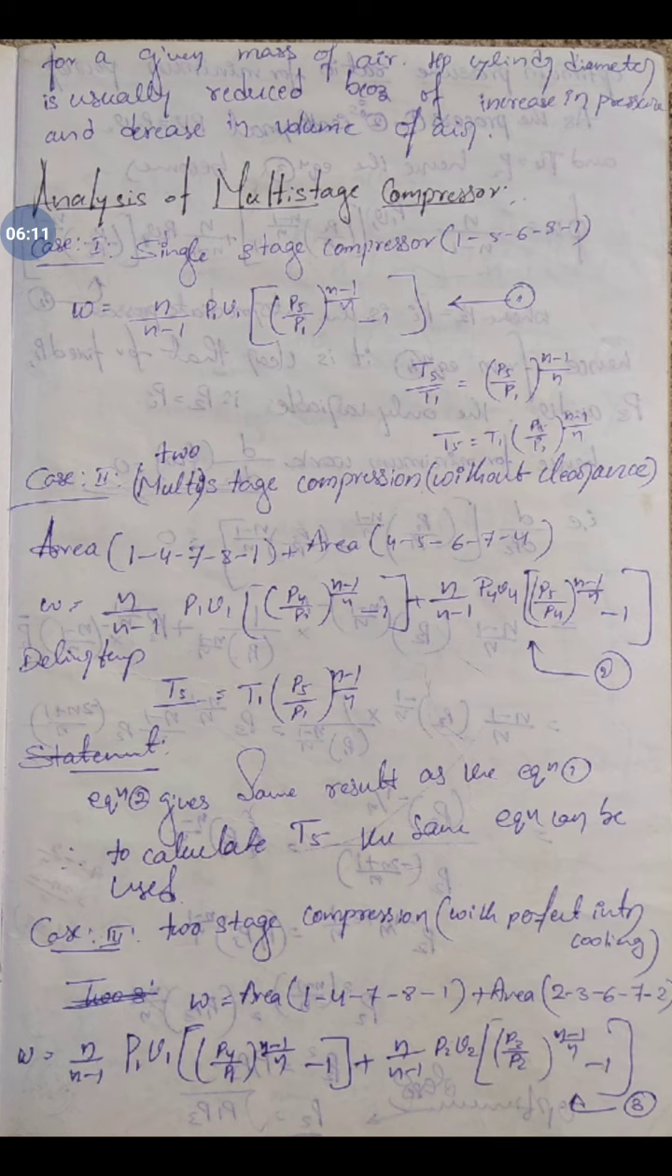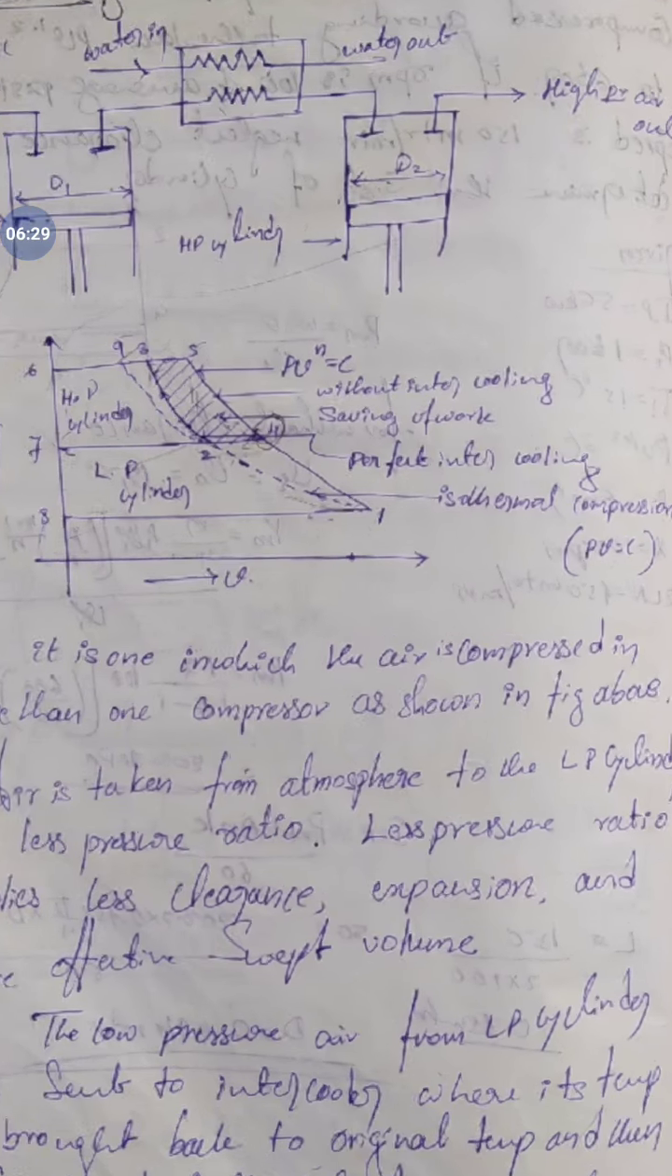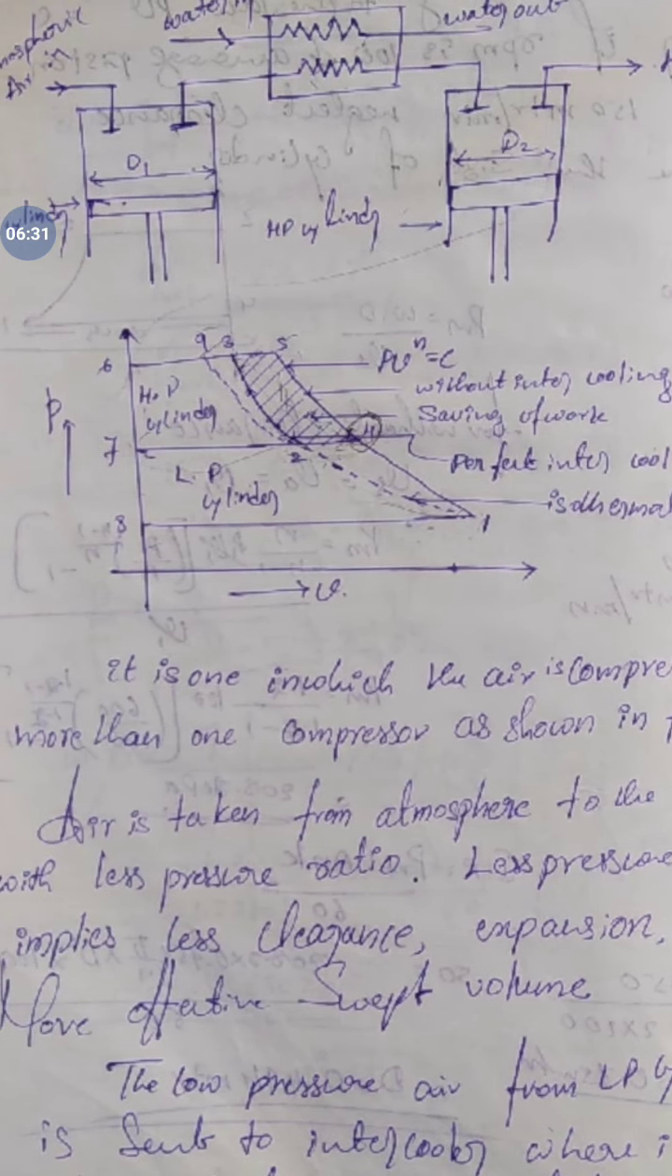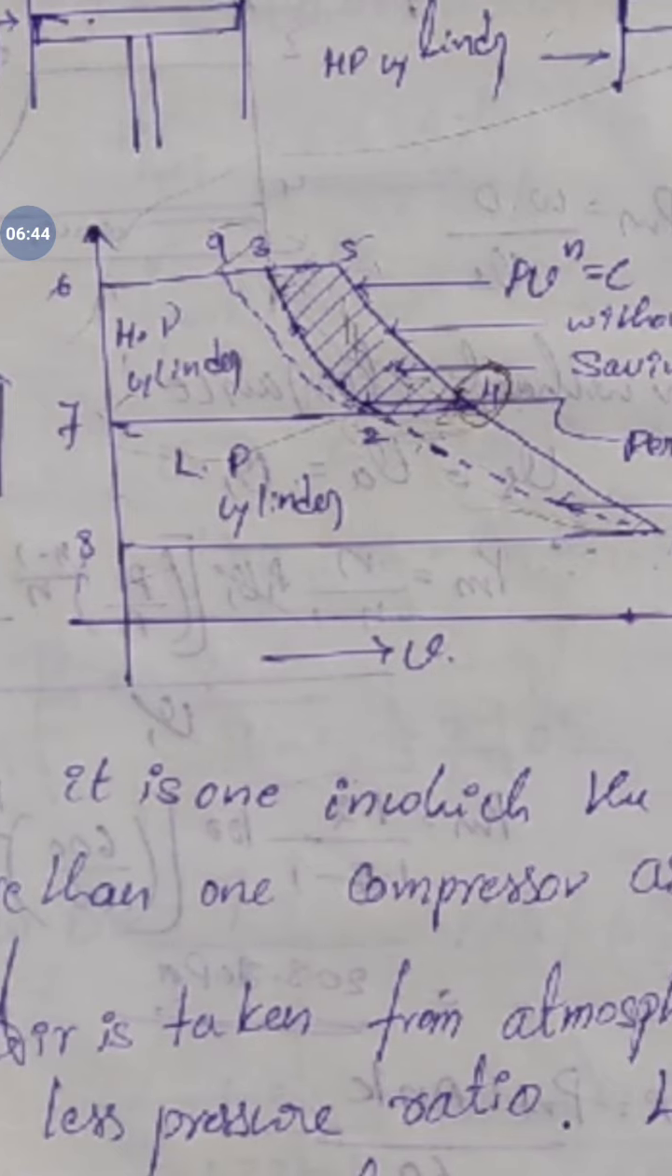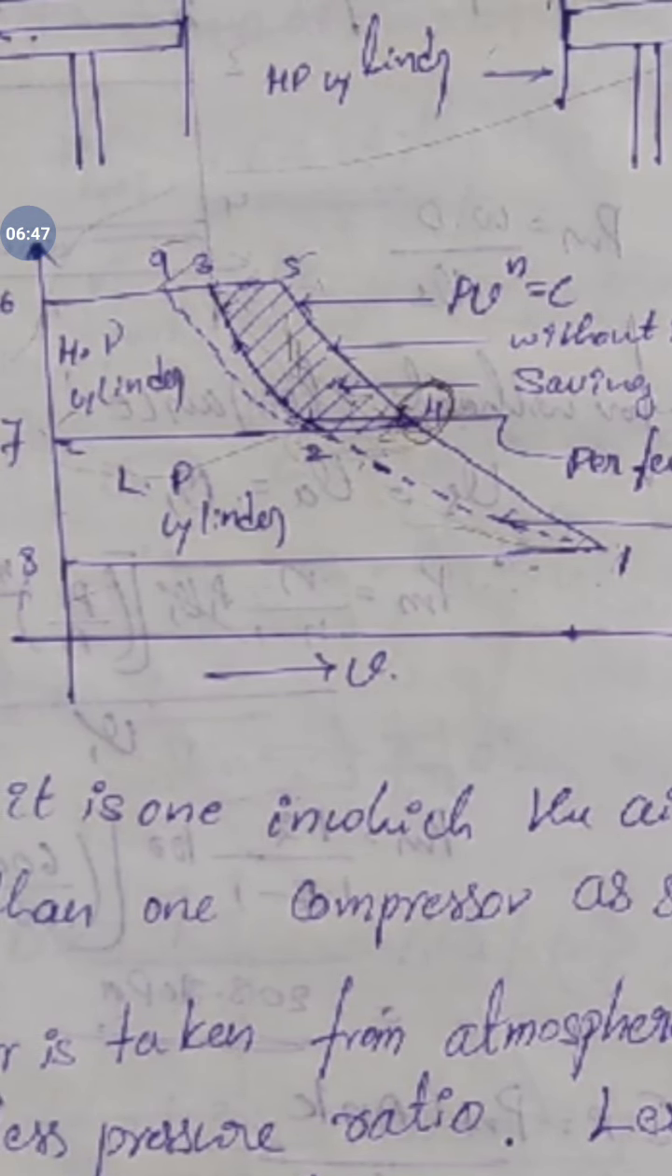In case 1, we considered a single stage. In case 2, let us consider two stages of compression without clearance and without cooling. If we take the two-stage air compressor without cooling, once again if you look at the diagram here, the first stage of compression is the area under 1 to 4, 4 to 7, 7 to 8, 8 to 1, and the next stage is 4 to 5, 5 to 6, 6 to 7 and 7 to 4. This is the second stage of compression.